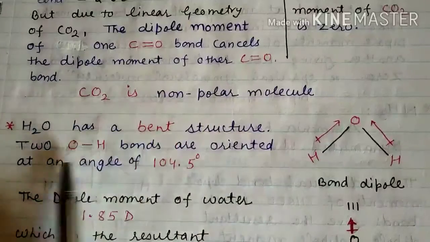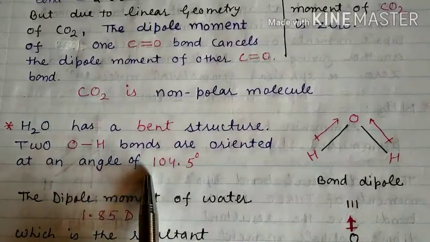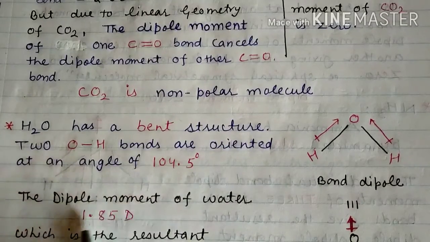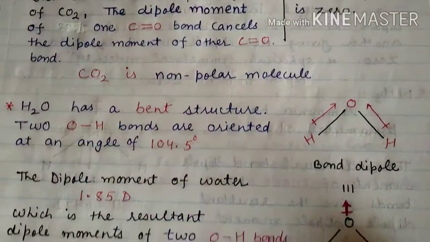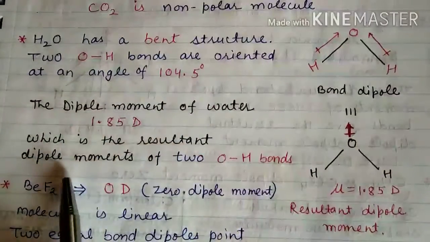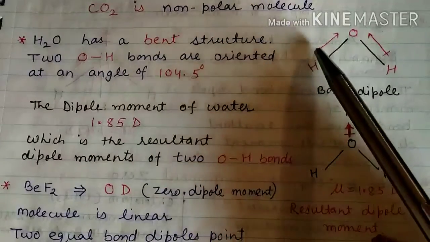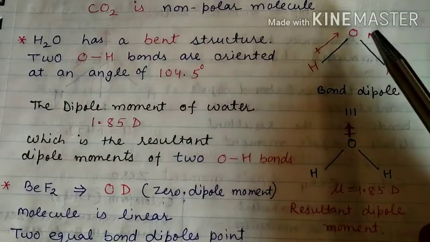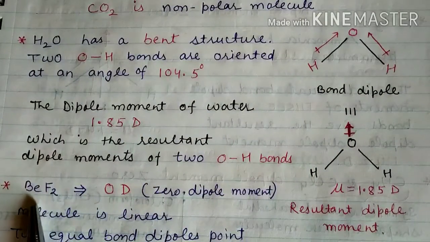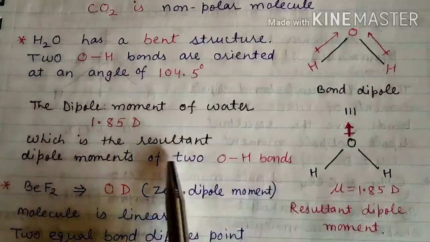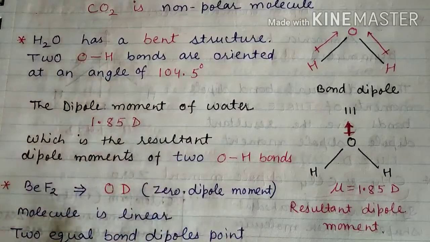On the other hand, if you look at the water molecule, water has a bent structure. Here two OH bonds are there, oriented at an angle of 104.5 degrees. The dipole moment of water is found to be 1.85 D, which is the resultant dipole moment of the two OH bonds. You can see two OH bonds are there, and the direction of the dipole moment is from the positive end to the negative end. This is the bond dipole. So here the net dipole moment comes out to be 1.85 D.